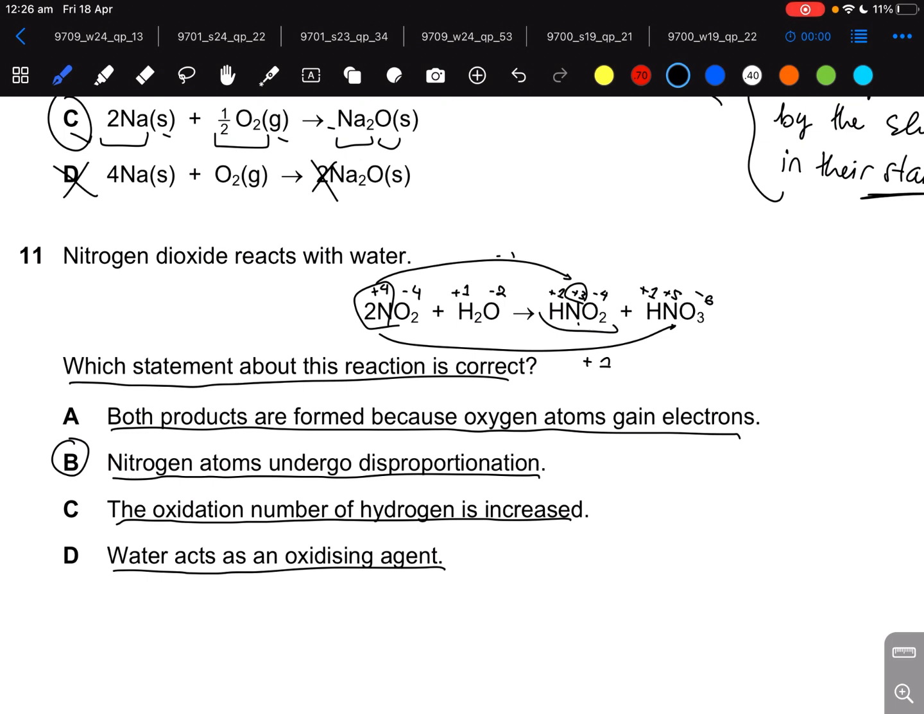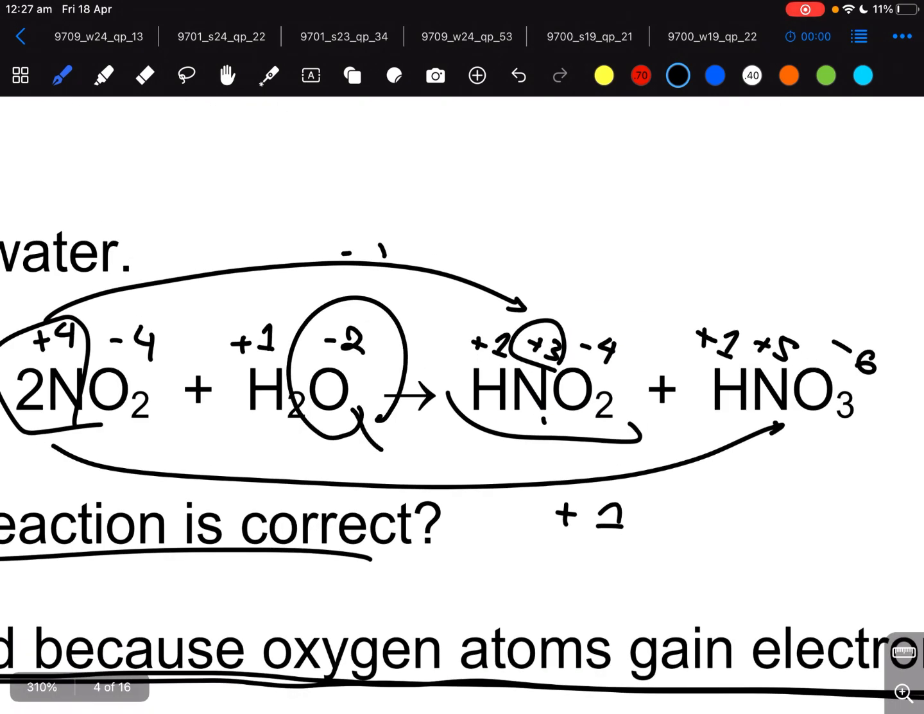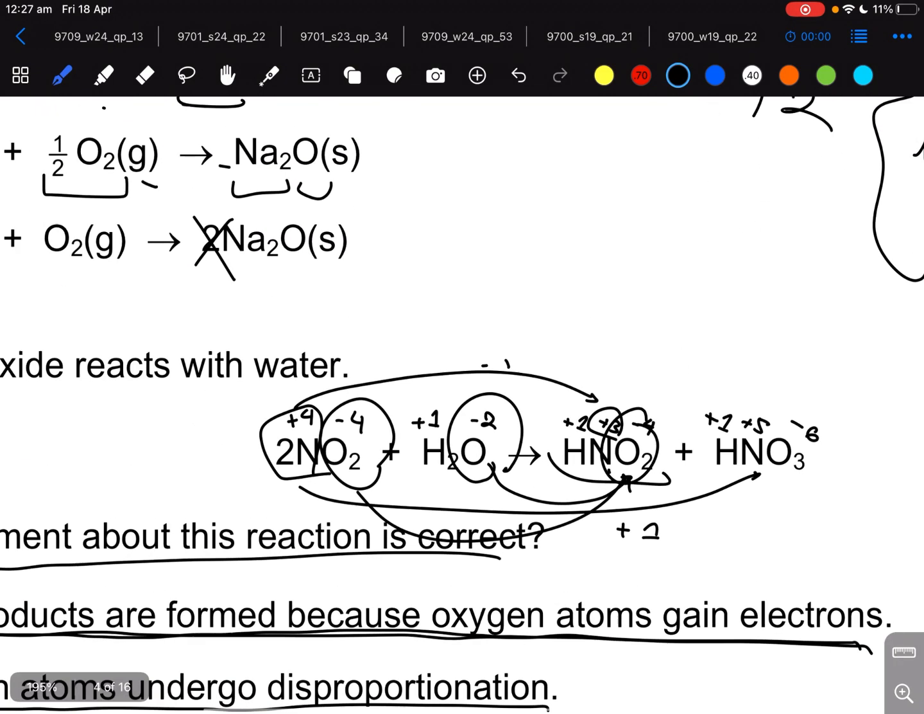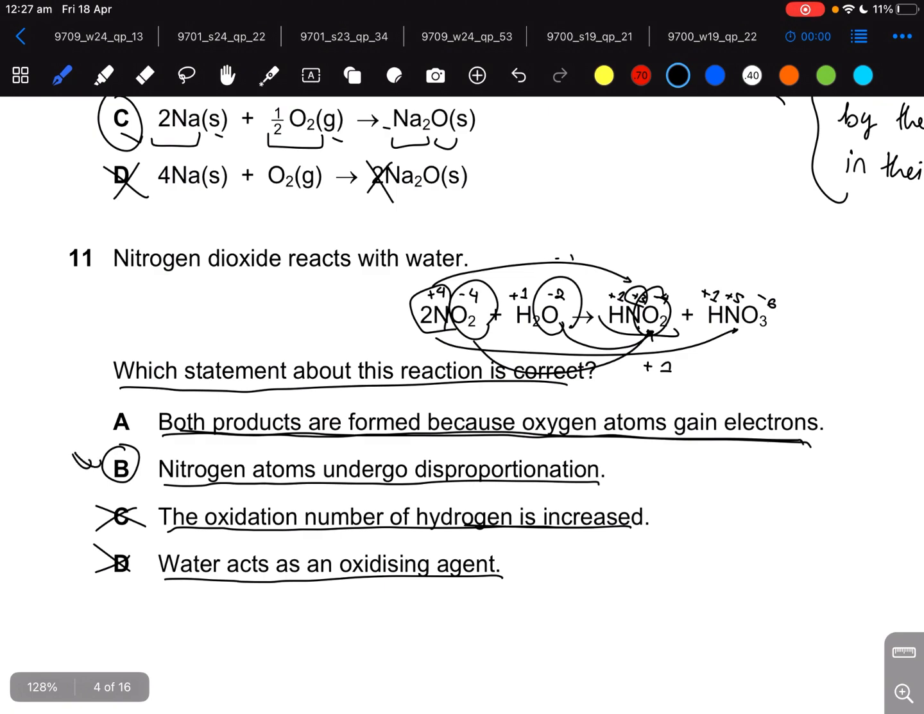And you can even cancel the other ones out, because water doesn't really act as an oxidizing agent. There's not a specific thing that's going on here. It's not either reduction or oxidation, both are happening at the same time. Oxidation number of hydrogen is increased, no, it stays the same. Both products are formed because oxygen atoms gain electrons. No, not really, because if you look at this, yes it gains electrons, but from this to this, no, it doesn't really gain electrons. So B is the correct answer.